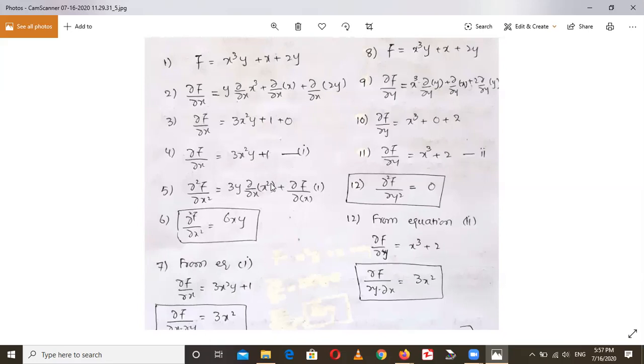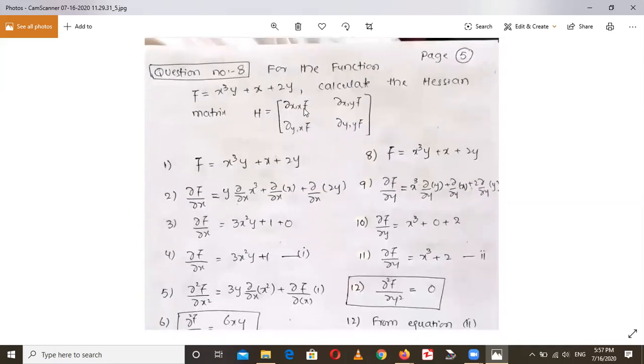Then subtract 1 from this power. So 2 minus 1 is equal to 1, and this will become x. This y will remain itself. And the derivative of 1 is equal to 0. We don't write that 0 because it doesn't matter whether we write 0 or not. So our one term is 6xy. This is our term of fxx. We found this term.